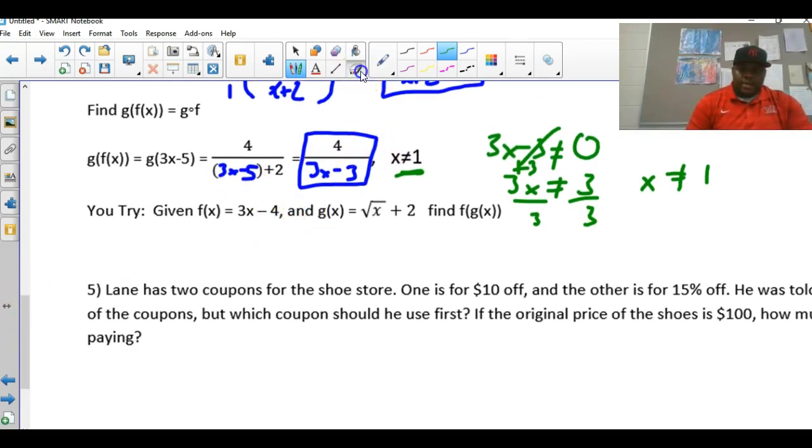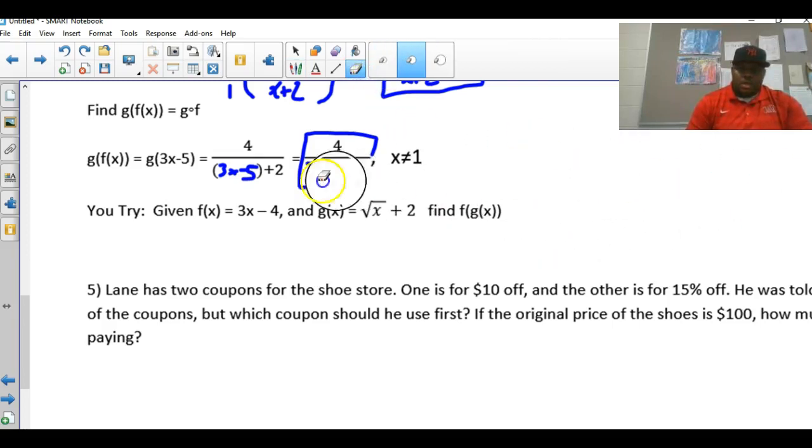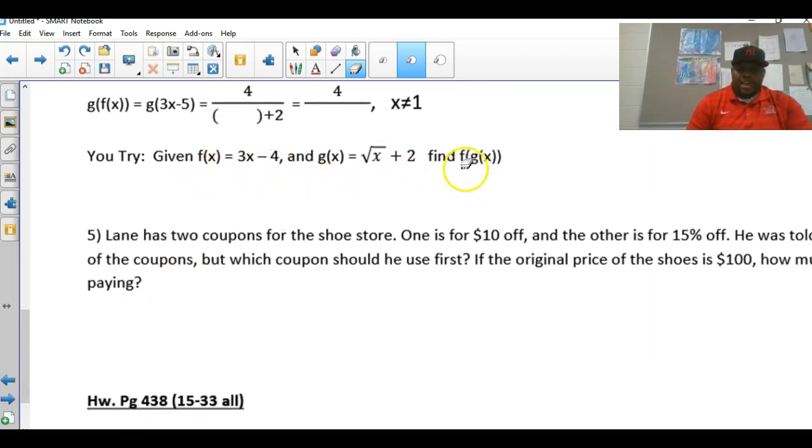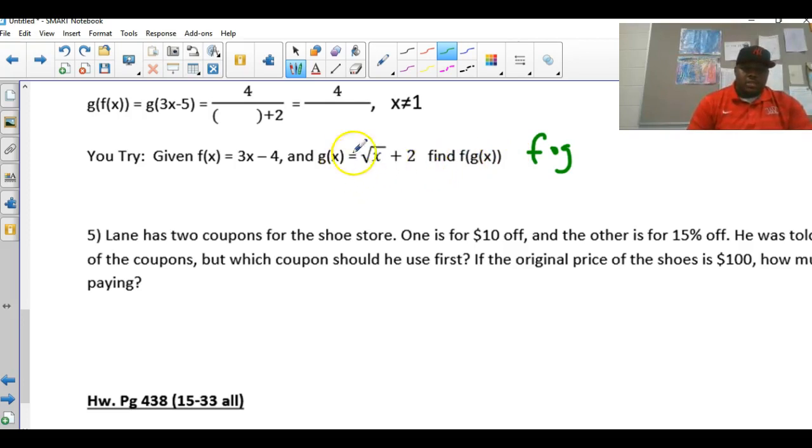All right, for the U try. The U try here says find f of g of x. All right, again, this is f of g, okay? Well, g goes inside of f. So here's g. We're going to place it inside of f. It's going to go right there. So you have 3 times the square root of x plus 2, right? Take this whole function and put it in place of x. Then we evaluate that. Oh, oops, minus 4. That's x minus 4.